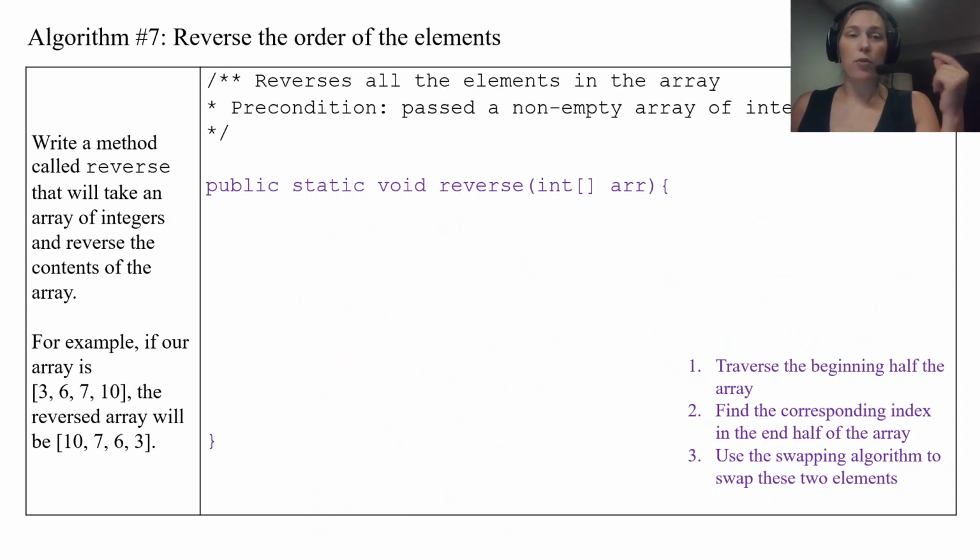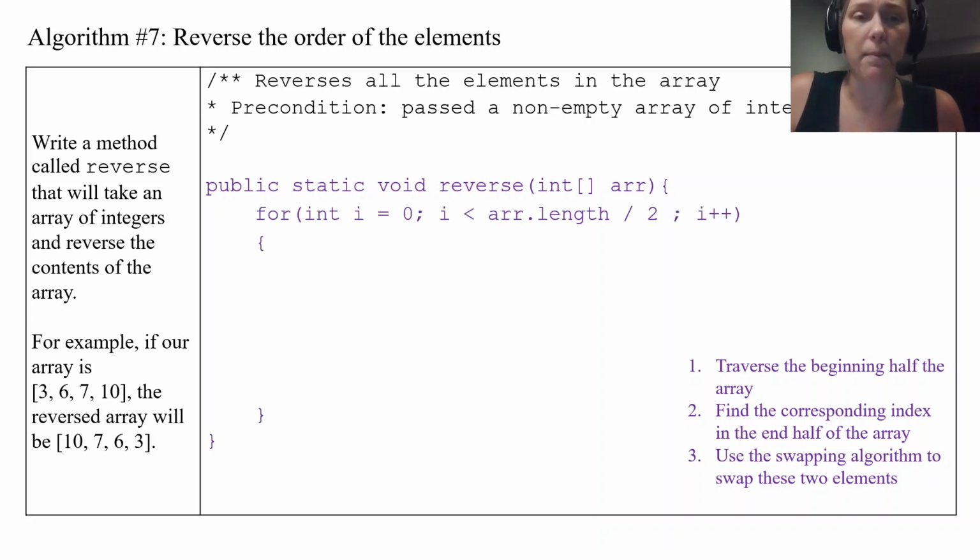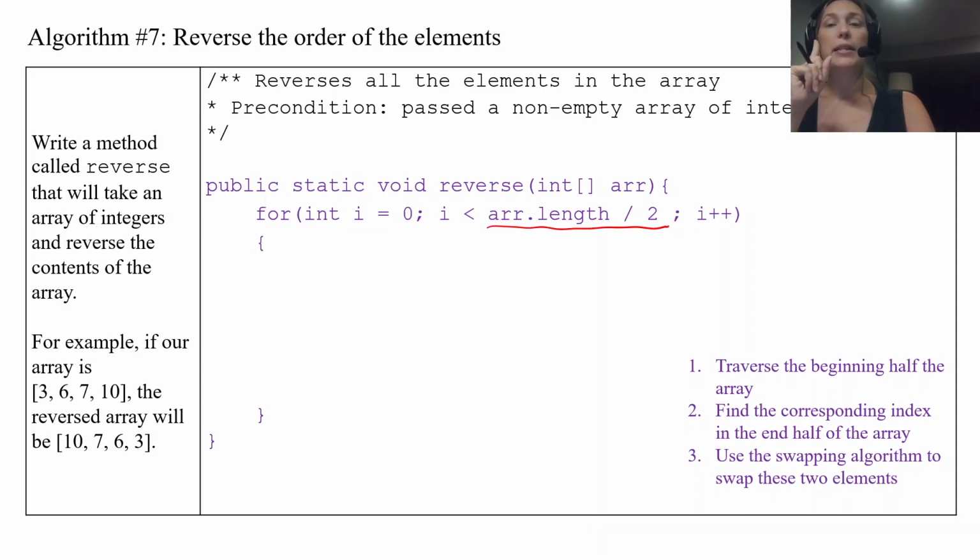So here's the code for it. It's void because we're manipulating the array again, so changes to the array are preserved. We don't need to return a new array or anything like that. We're going to traverse through the beginning half of the array, and so this is arr.length divided by 2. So this is integer division, remember.